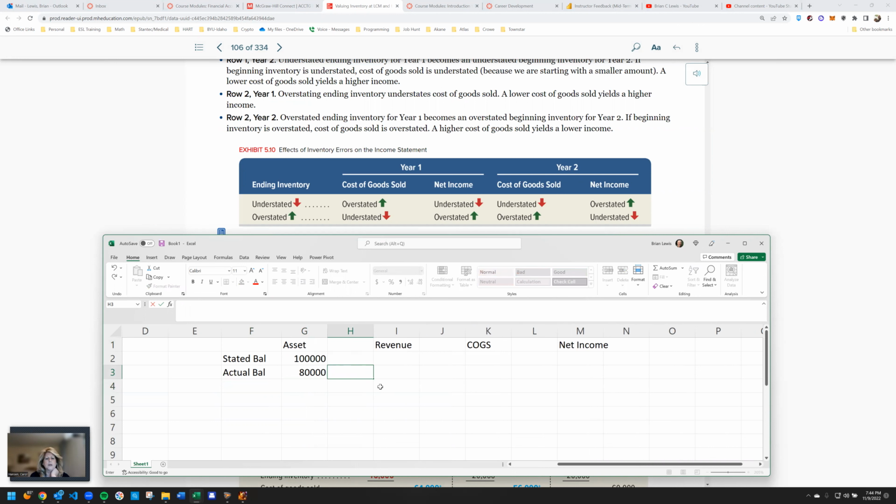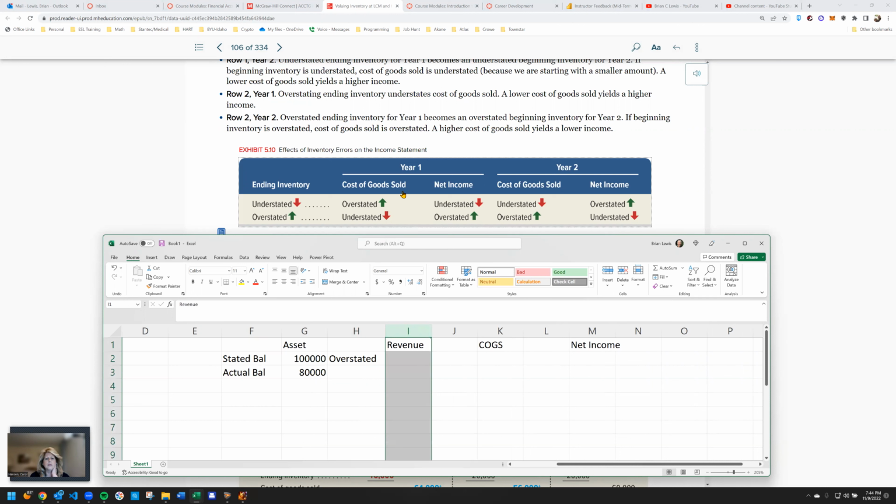Let's put it up here. Overstated based on this value. So the question is, does it have any effect? Okay, we'll forget revenue. Well, they're just talking about cost of goods sold and net income. Well, let's keep revenue there for grins. Let's say the revenue is $2 million, and we're just making this up to figure out how this works. It makes it a little better.